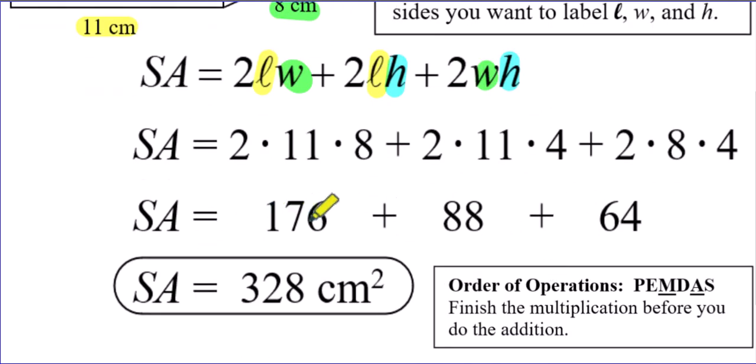Again, the second to last step might not be necessary. A lot of calculators will follow the order of operations for you. If your calculator doesn't, then yes, you'll have to do each of the multiplication pieces separately and then add at the end. That's order of operations.